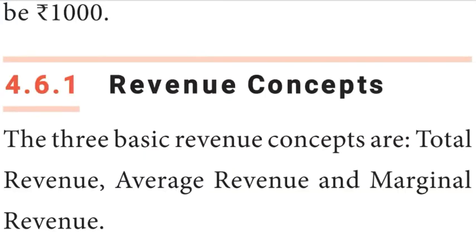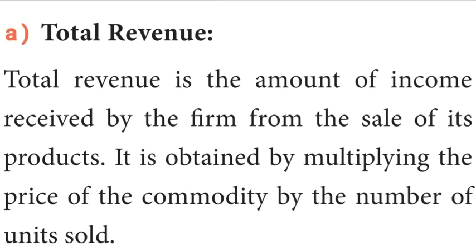Second, you are going to learn about revenue concept. The three basic revenue concepts are total revenue, average revenue and marginal revenue. First, total revenue. Total revenue refers to the total amount of money that a firm receives from the sale of its product. Total revenue is the amount of income received by the firm from the sale of its product. It is obtained by multiplying the price of a commodity by the number of units sold.